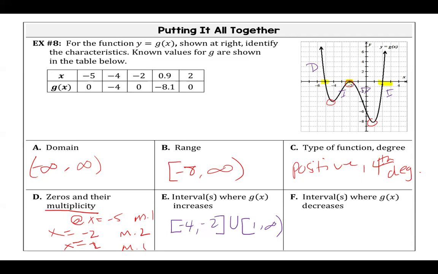No? All right, your interval of decrease, again, reading from left to right. We're going from negative infinity, and we stop at -4. And we are going from -2 to 1. And that should have been what you wrote for your interval of decrease.